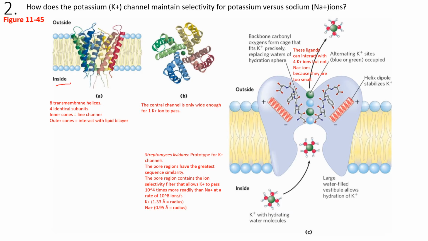You can see the inside and the outside. In B, so you see 8 transmembrane helices, 4 identical subunits. You have an inner cone which lines the channels, and then you have outer cones which interact with the lipid bilayer out here. So you have inner cones and outer cones. For B, you have the central channel is only wide enough for 1 potassium ion to pass. So that's the potassium ion right here. So you're looking at it from above.